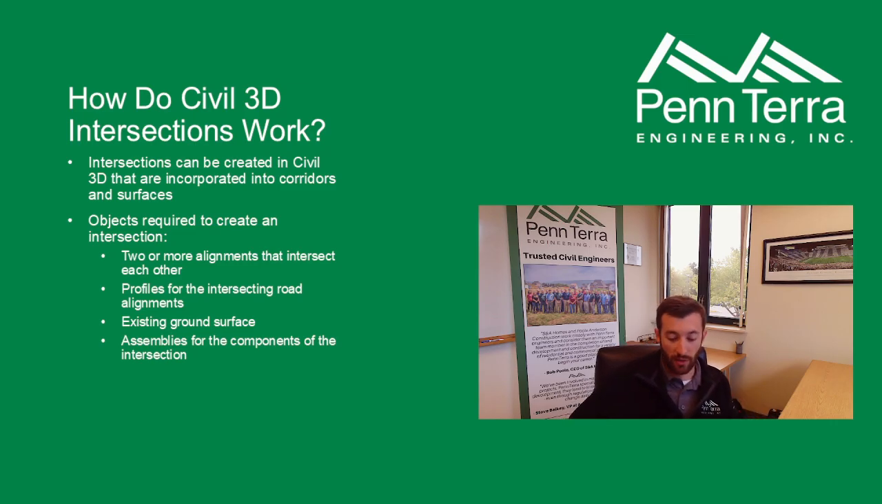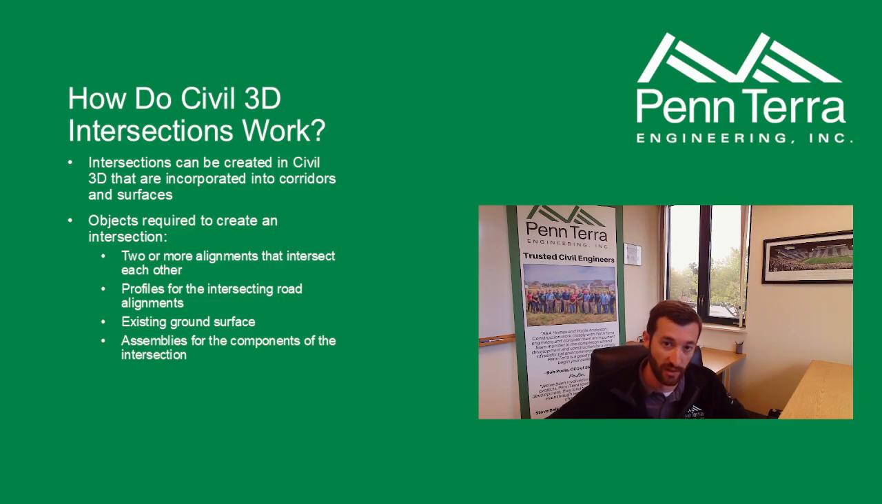Okay, so to start out with intersections, we first need to talk a little bit about how they work because they're kind of a complicated thing within Civil 3D. For this training session, we're going to have the presentation be a little bit shorter than normal so that I can do a little bit more with the exercise itself and then allow a little bit more time for questions than normal if anyone has them. So how do Civil 3D intersections work?